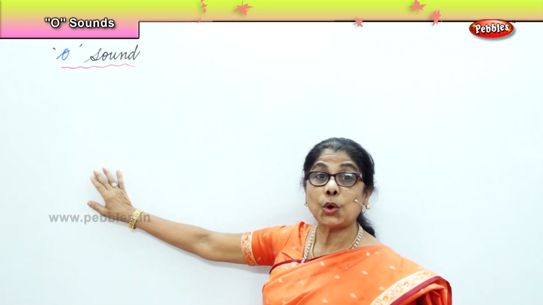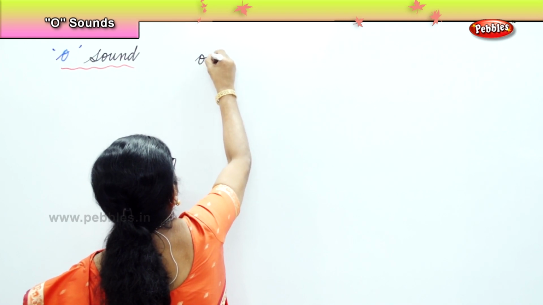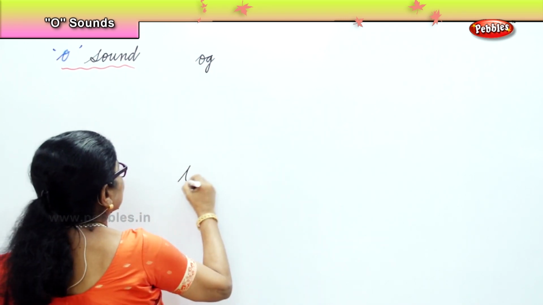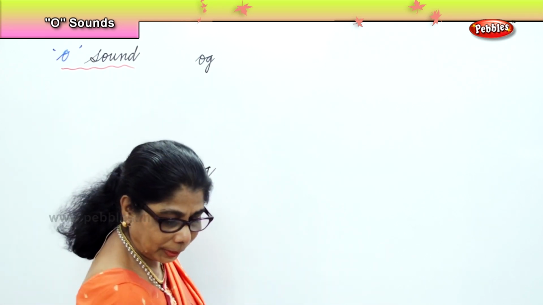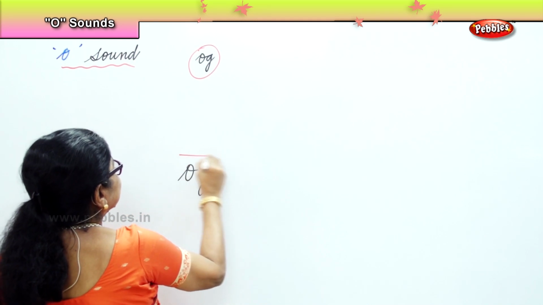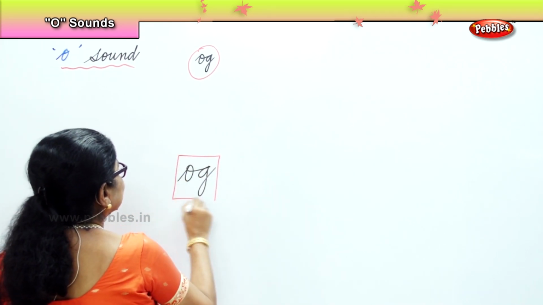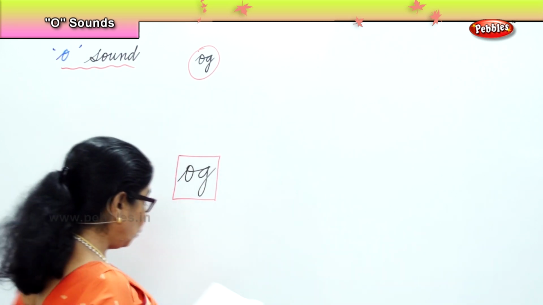We are looking at O sound, and now we are going to do OG. What are we doing? OG. Og, dog. So, we have here og. Now, let's put all the letters and form the word.